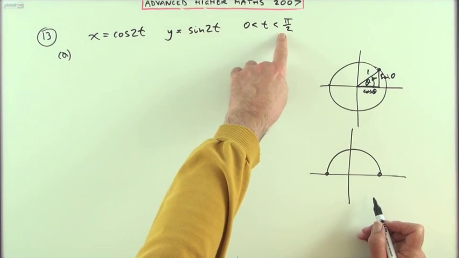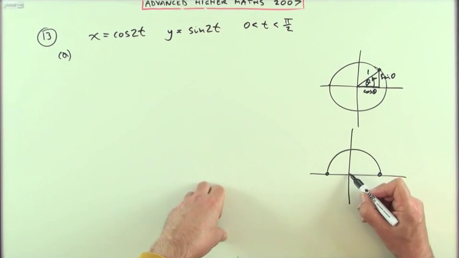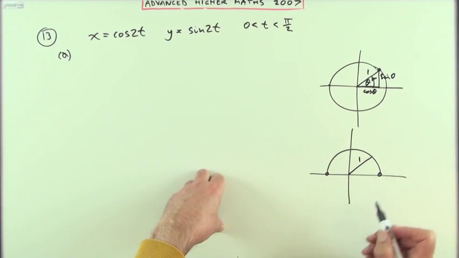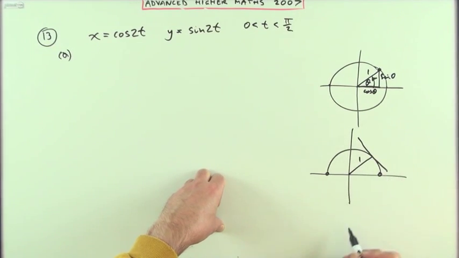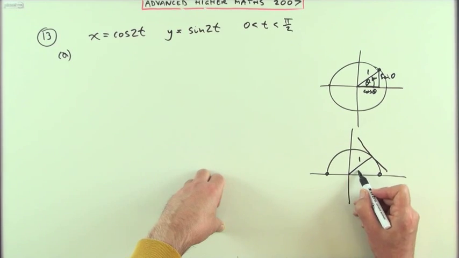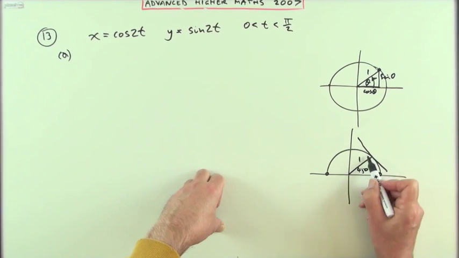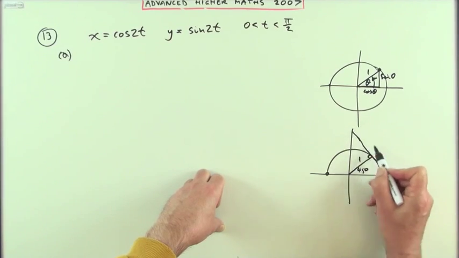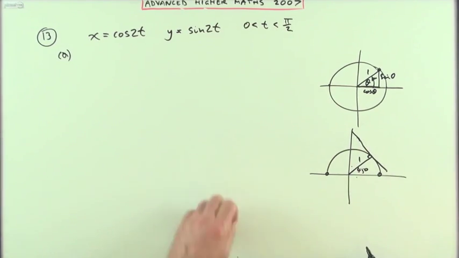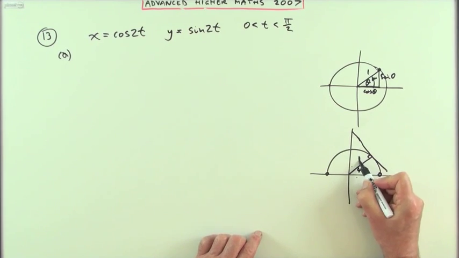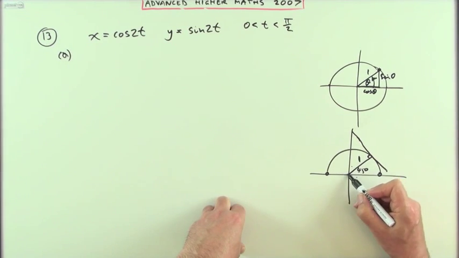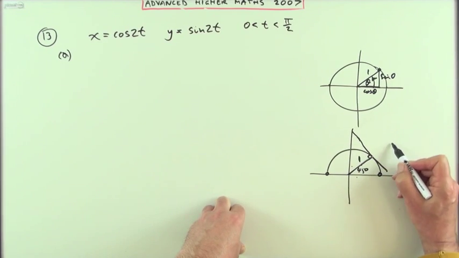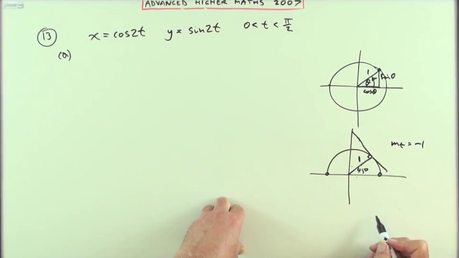Well, if the parameter is pi upon 8, 2 times it would be pi upon 4, and it's just a radius 1. So that's like saying, what's the equation of the tangent to a circle when the angle is 45 degrees here? Now, since the tangent is at right angles to the radius, if it's at 45 degrees, the gradient must be 1 for the radius. So the gradient of the tangent must be negative 1.